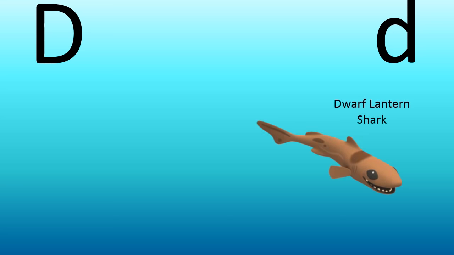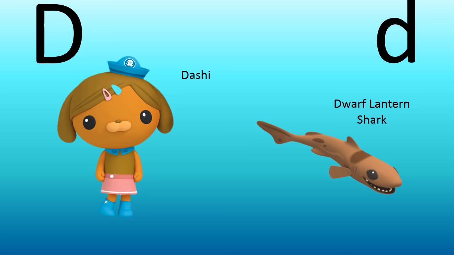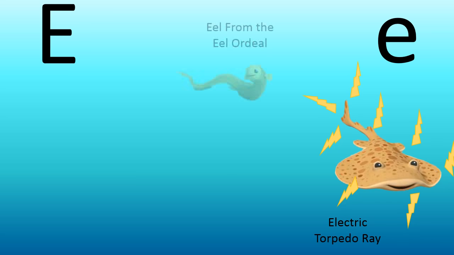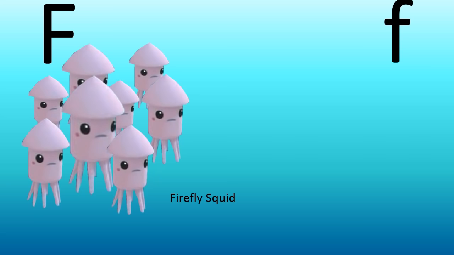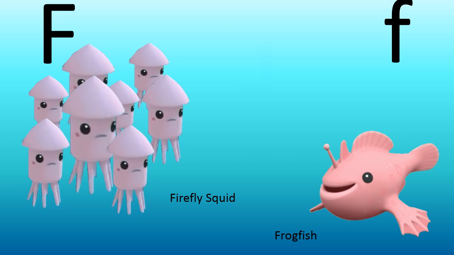For the letter D, we saw the dwarf lantern shark, the smallest type of shark in the ocean, and we saw Dashie dancing and taking lots of photos. For the letter E, we saw the electric torpedo ray, the eel from the eel ordeal, and there was Leon, the enormous elephant seal. For the letter F, there were bunches of firefly squid, the frogfish, and lots of flying fish.